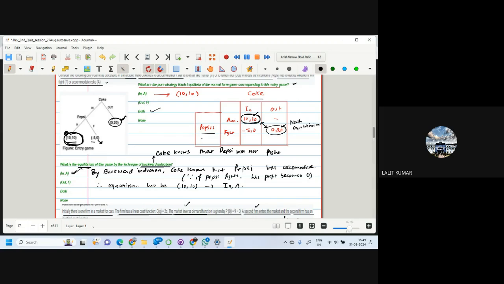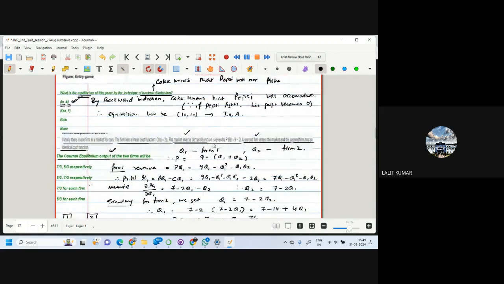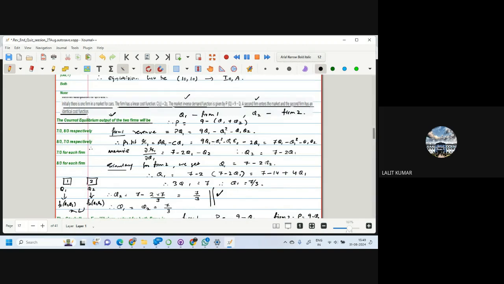So in that case, it is in and accommodate. So again from the statement from the lecture. Now this is a question. Initially, there is one firm in the market of cars. The firm has a linear cost function C(Q) = 2Q. The market inverse demand function is given by P = 9 - Q. A second firm enters the market and the second firm has an identical cost function. Same function remains. So the Cournot equilibrium output of the two firms will be what?